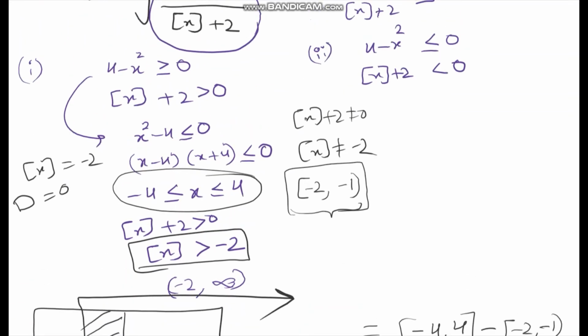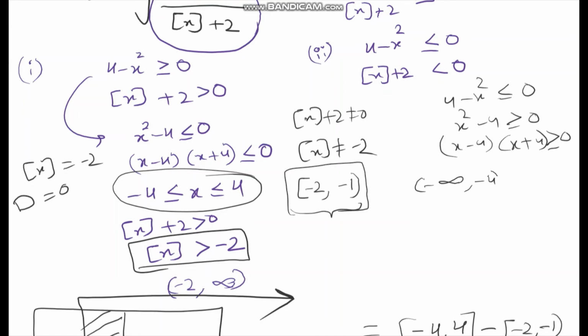And solving the second condition, this is 4 minus x square less than or equal to 0. X square minus 4 is more than or equal to 0. This is x minus 4 into x plus 4 more than or equal to 0. So x will be minus infinity to minus 4 union 4 to infinity. So this is the first condition. And the next condition is that step x less than minus 2. Step x is less than minus 2 for all minus infinity to minus 2.